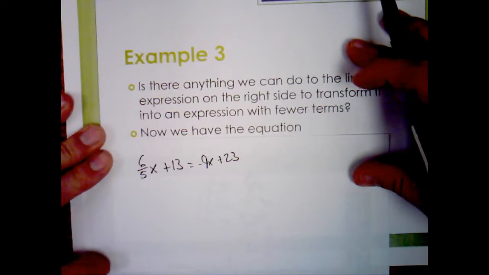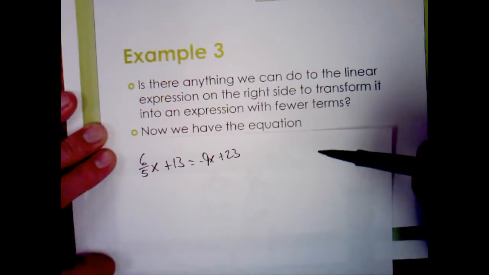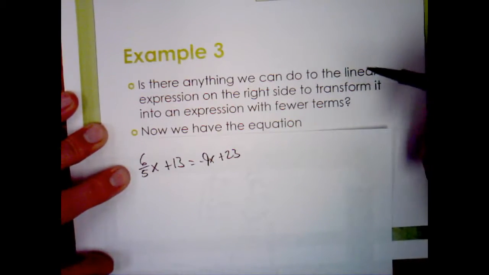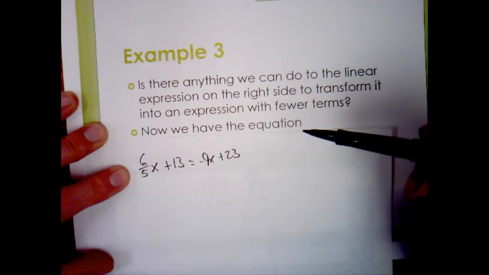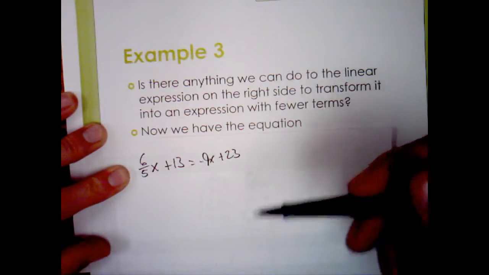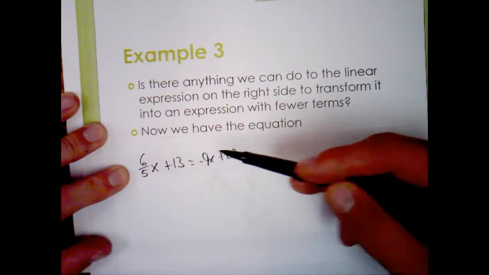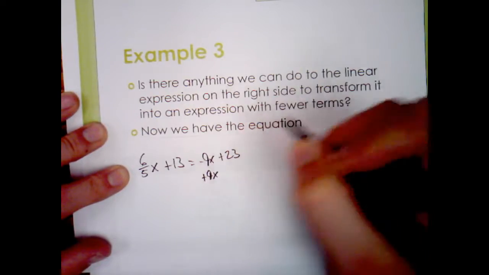What should we do next? Okay, lots of different options, lots of choices. The one I like the best is getting the x's on the same side. Now, what that means is I can add 9x to both sides, or I could subtract 6/5 x from both sides. Personally, I like to keep the variable on my x positive if possible, so I'm going to add 9x to both sides.